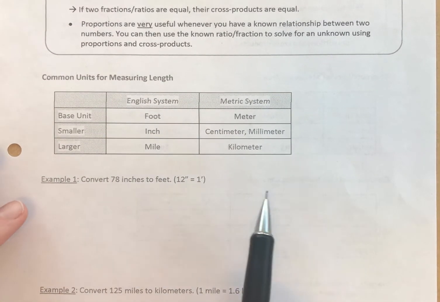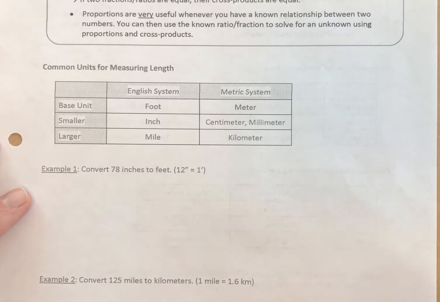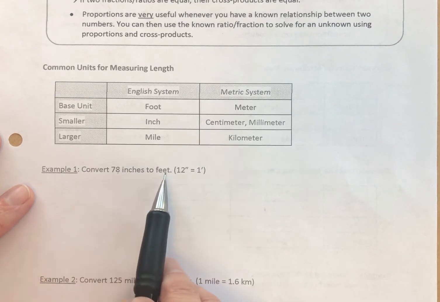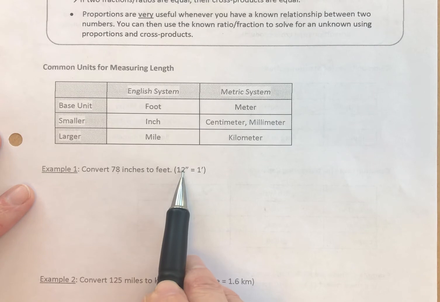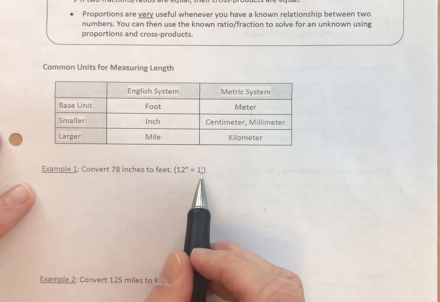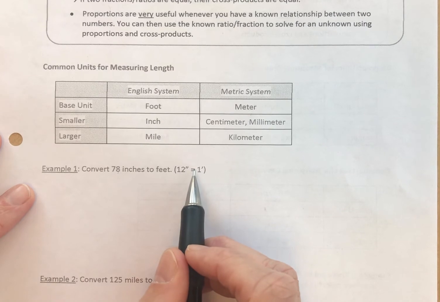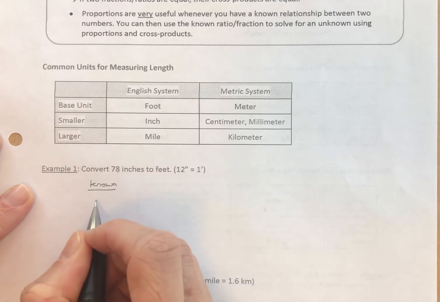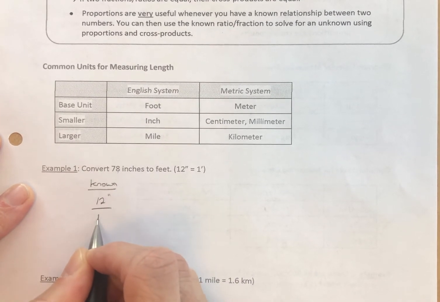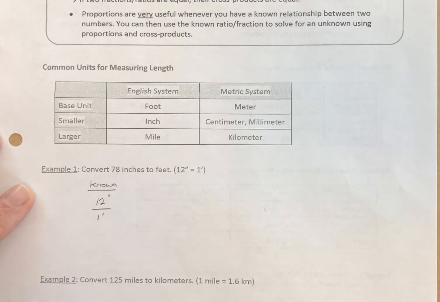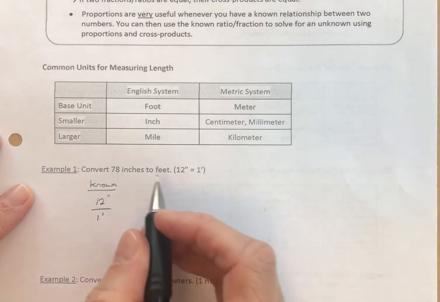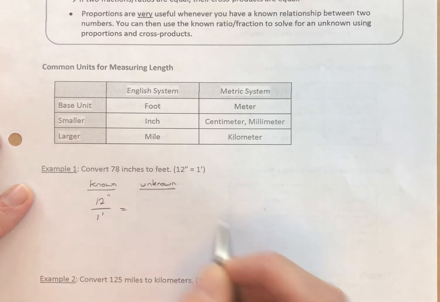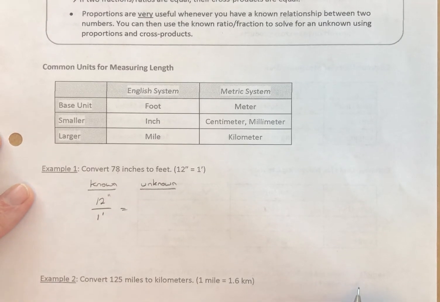Let's take a look at doing some conversions using proportions. Okay, our first example, we want to convert 78 inches to feet, and we know that there are 12 inches in a foot. And we're always going to know the conversion factor in order to do this. So our known relationship is the fact that there are 12 inches in 1 foot. That's a known relationship, so I could write that as a ratio or a fraction. And then over here, I'll use this to solve for an unknown in the other ratio.